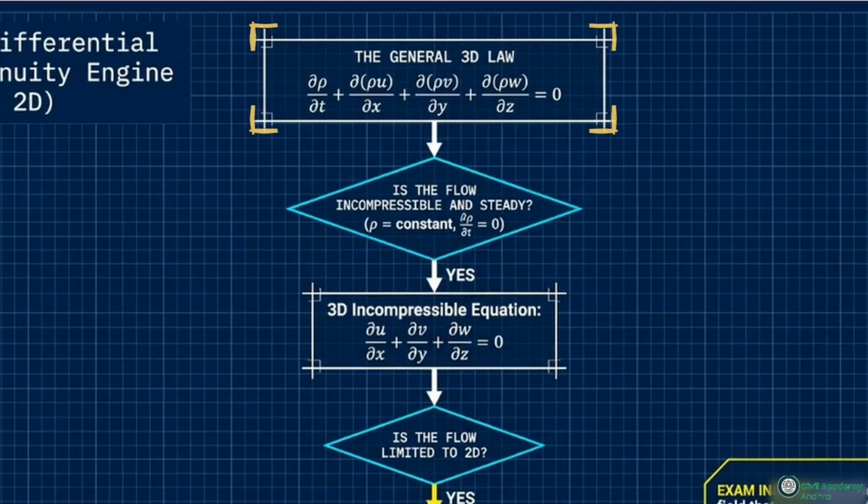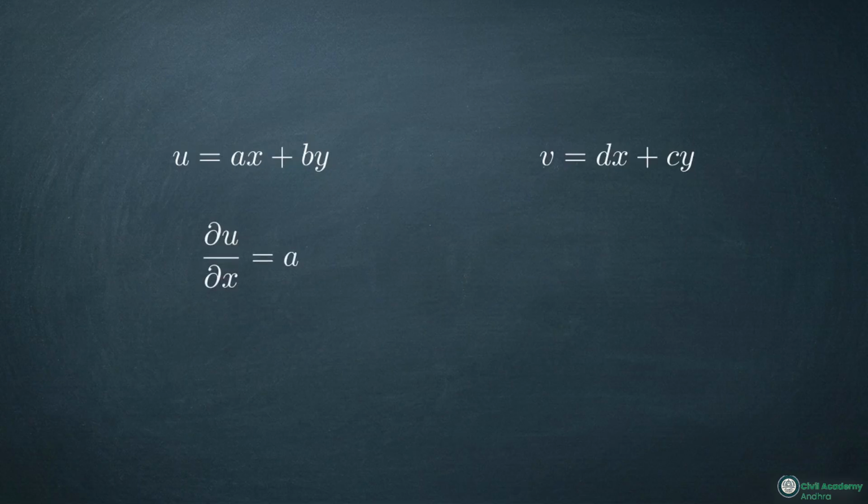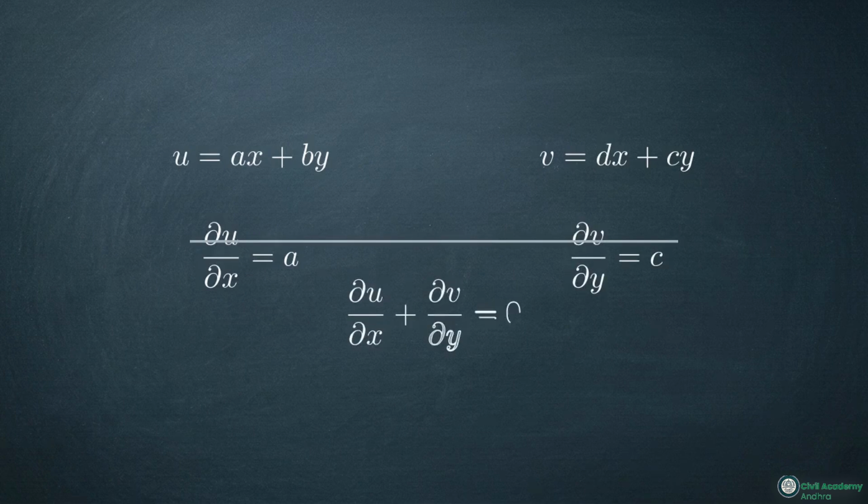as the continuity equation. Let's test a generic velocity field where u equals ax plus by and v equals dx plus cy. We take the partial derivative of u with respect to x, which leaves us with a. Then we take the partial derivative of v with respect to y, leaving c. For the flow to exist, the sum of these derivatives must equal 0. Therefore, a plus c must equal 0.